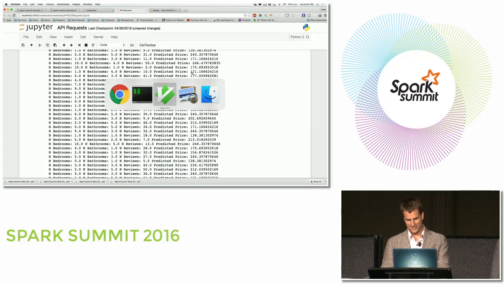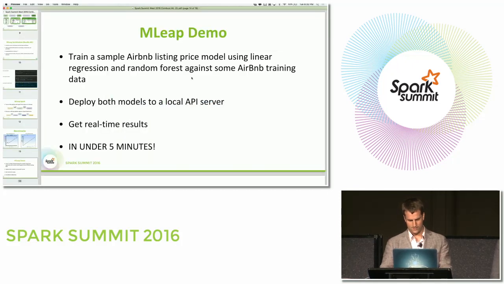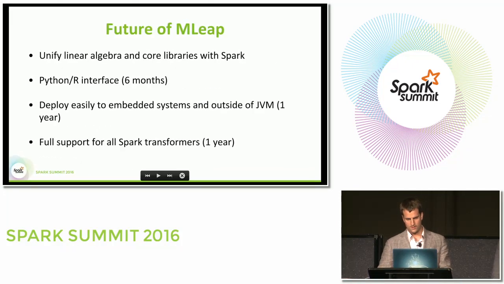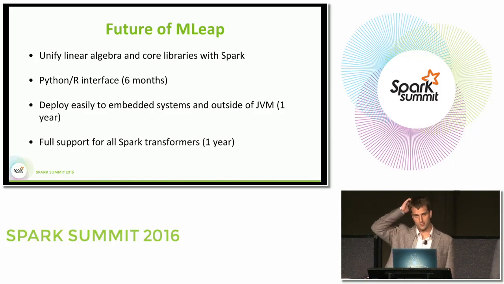Anyways, this is the future of MLeap. I've said it a couple times now, we want to unify the linear algebra library with Spark, so it's less code for us to maintain. I think that's very important moving forward. I also want to unify some of those core models with Spark as well, so that you have string indexers and linear regressions and random forest models that are the same exact code that both MLeap and Spark are executing against.